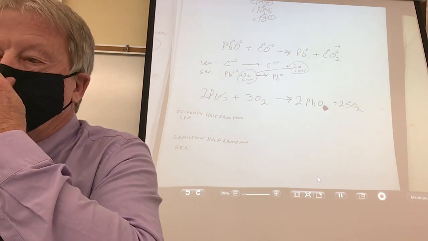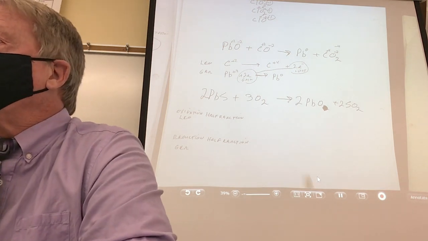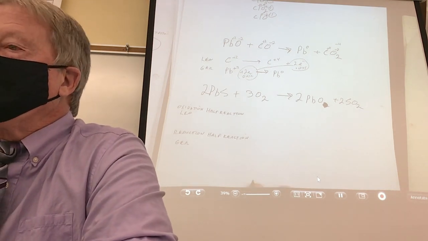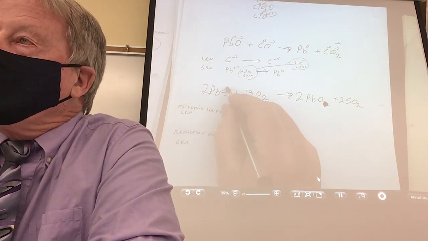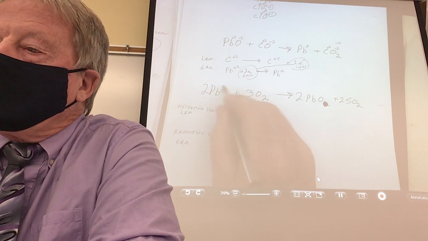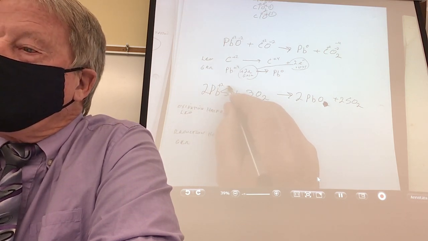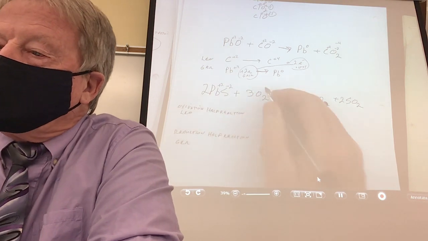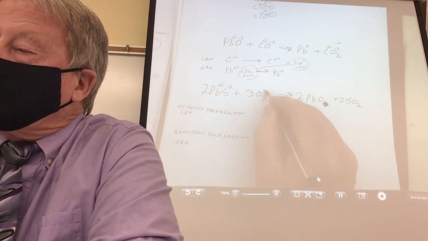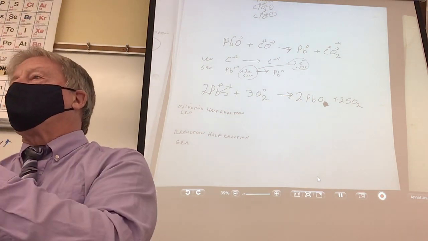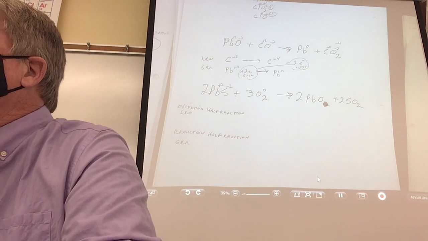Carson, can you help me? Think you can do it? I'll help you. What if I help you? So lead is +2, sulfur is -2. Very good. Good start. Oxygen is -2 normally, but when oxygen is not combined with any other element, it's like the element oxygen. So those are zeros. Okay.